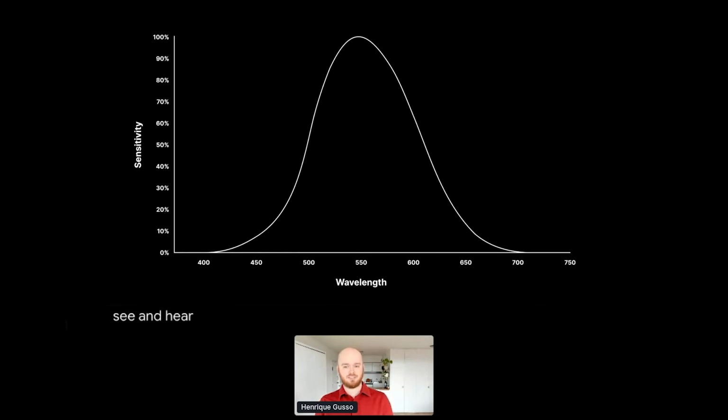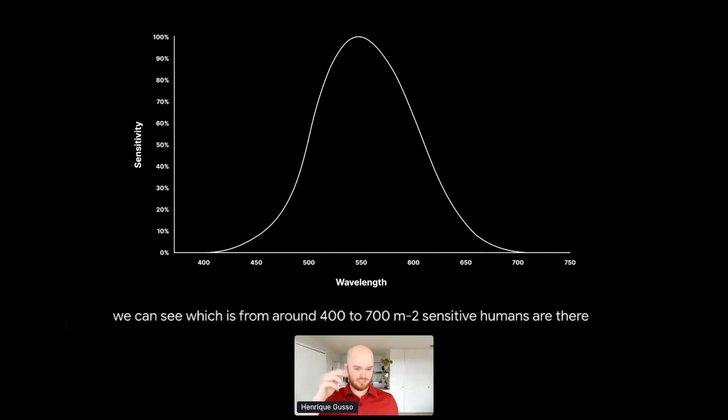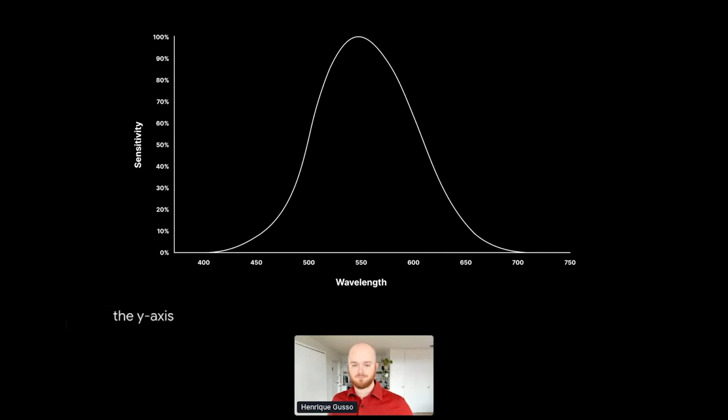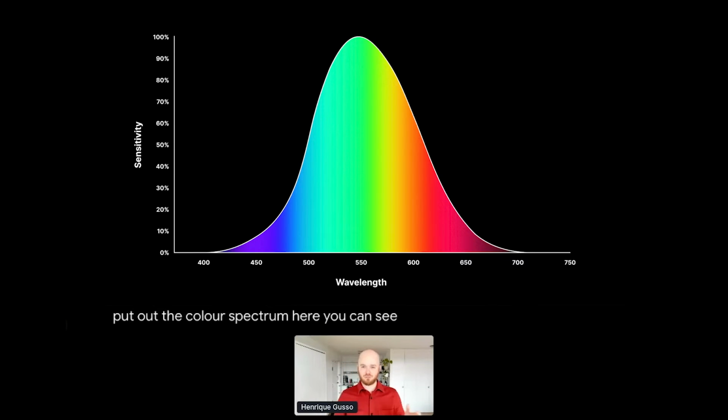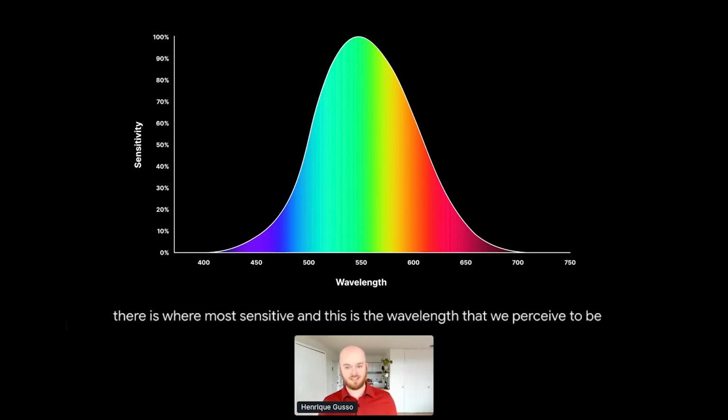And here in this graph, we see the relationship between the range of frequencies that we can see, which is from around 400 to 700 nanometers, to how sensitive humans are to them on the y-axis. And color is simply our interpretation of these wavelengths. Color is our interpretation of light. So if we plot out the color spectrum here, you can see that the blues and reds are on the far ends of the frequencies that we can actually perceive. And around the 550 mark there is where we're most sensitive. And this is the wavelength that we perceive to be the greens and yellows.